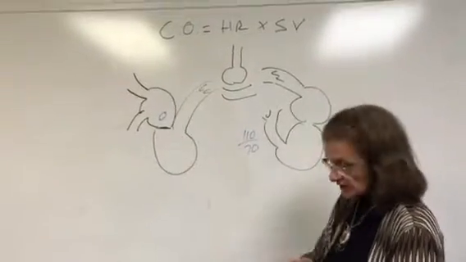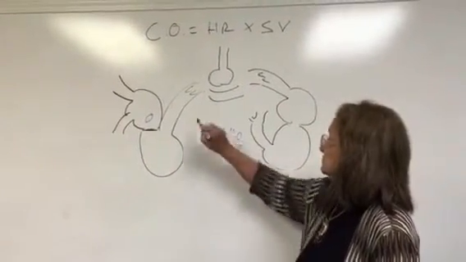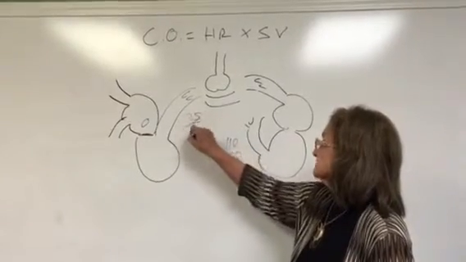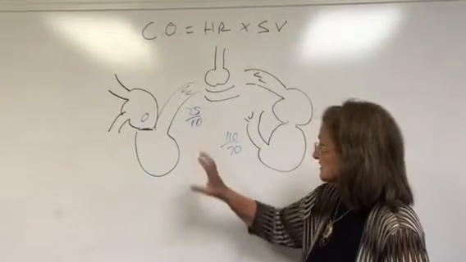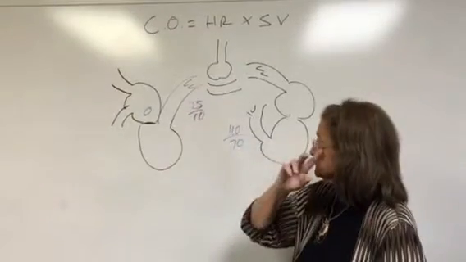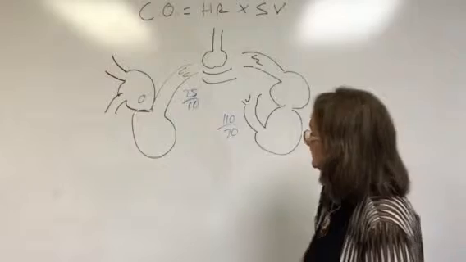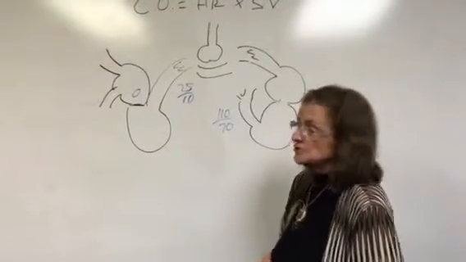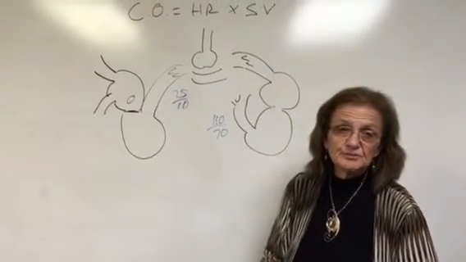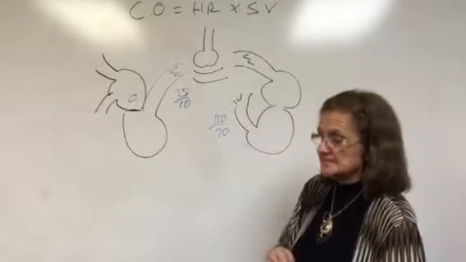On the right side of the heart, the pulmonary artery pressure is 25/10, and what the right ventricle has to pump to is the pulmonary artery pressure, which is 25/10. That's the afterload of the right side, called pulmonary vascular resistance.